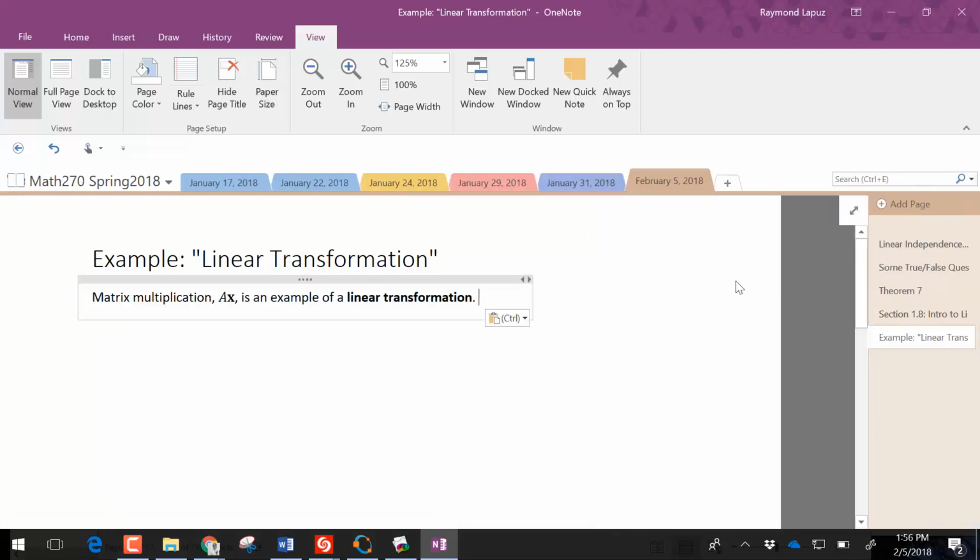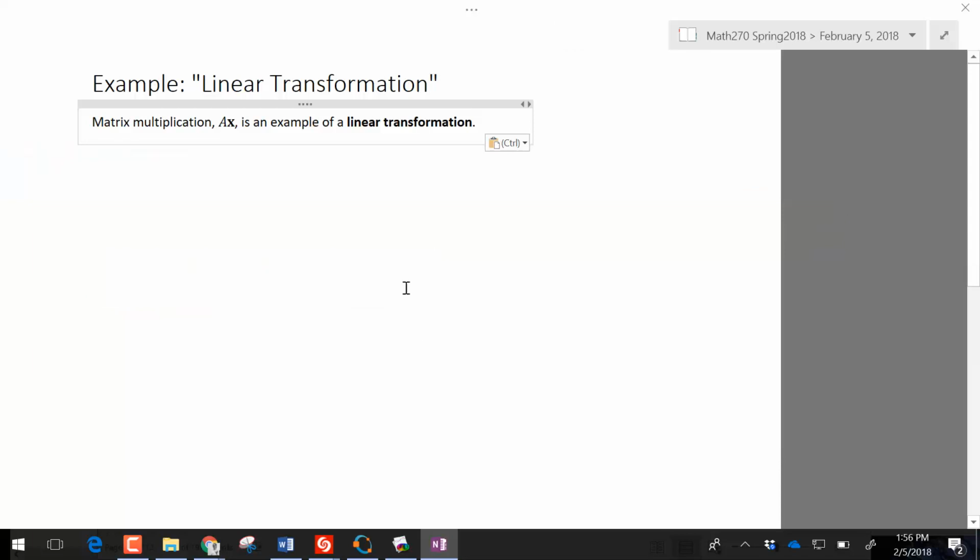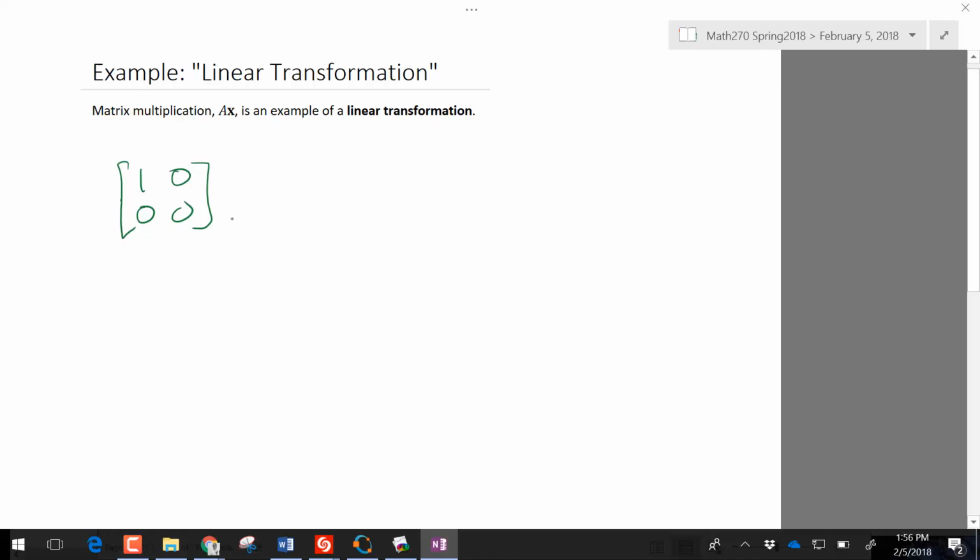So we can use matrices for special transformations that are called linear transformations. And again, we'll define that later. But for the sake of time, let's take a look at this matrix 1, 0, 0, 0. I hope that's right. Yeah, sure.